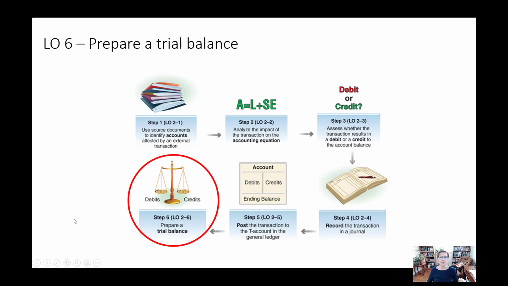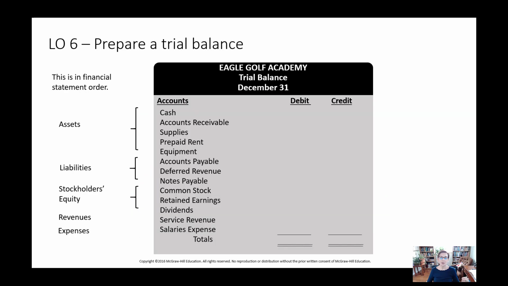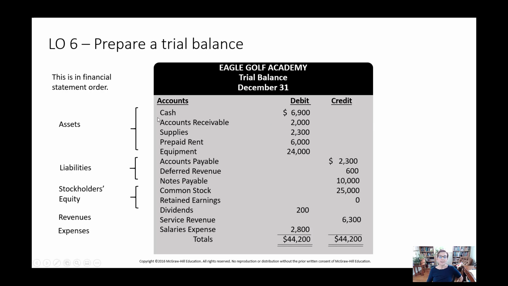So our last thing is a trial balance. And what a trial balance does is it summarizes all of the general ledger accounts. Again, it's in financial statement order, as I mentioned a couple times. And this is what our trial balance looks like. It has the name of all of the accounts in order, and then it has the balance in the account.